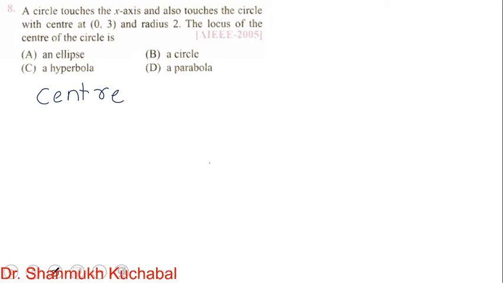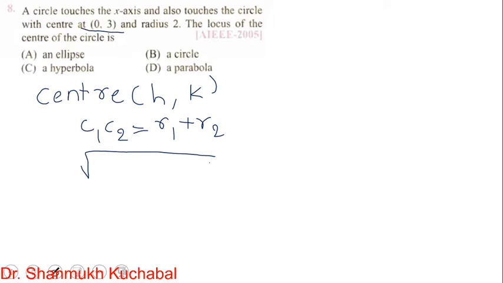The center, in general, we take it as (h, k) in standard form, and we know the relation between the distance between the centers and the radii of the circles: the distance C1C2 is equal to R1 plus R2. This is our given information, (0,3). So take x as 0, y equal to 3 from this given information.